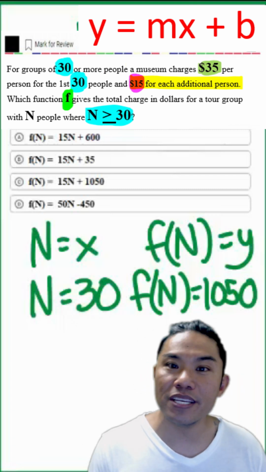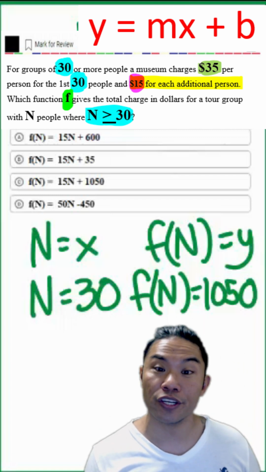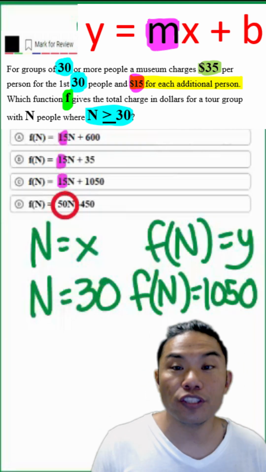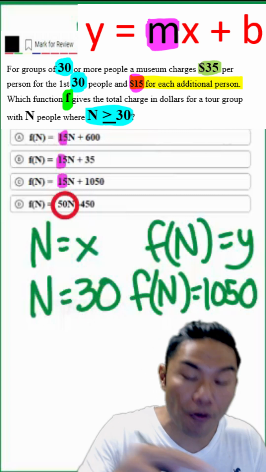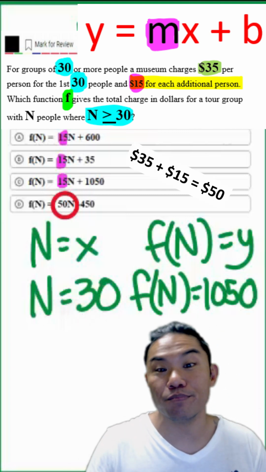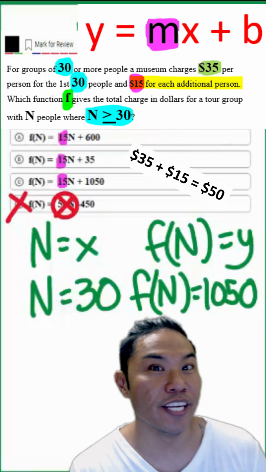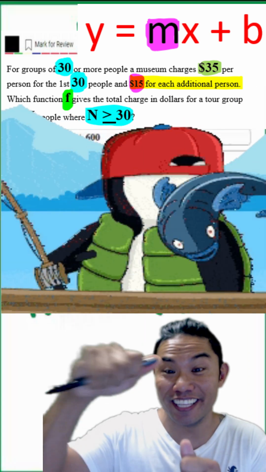The question also mentions that the cost per person after 30 people will go down to $15 per person. This means that the overall slope of this line that we're going to create is 15, which eliminates answer choice D because the slope on answer choice D is simply 15 plus 30, which is ultimately incorrect. They're trying to bait you in like a fish.